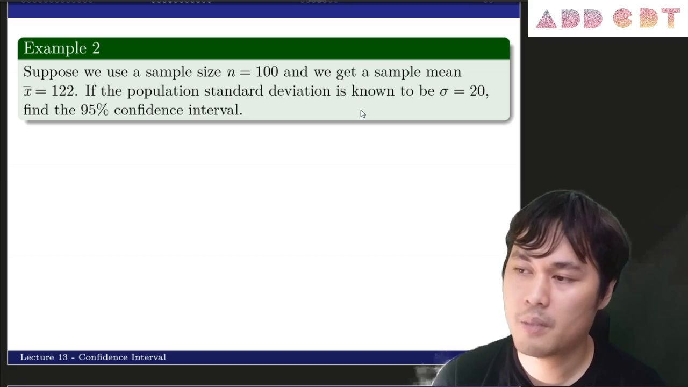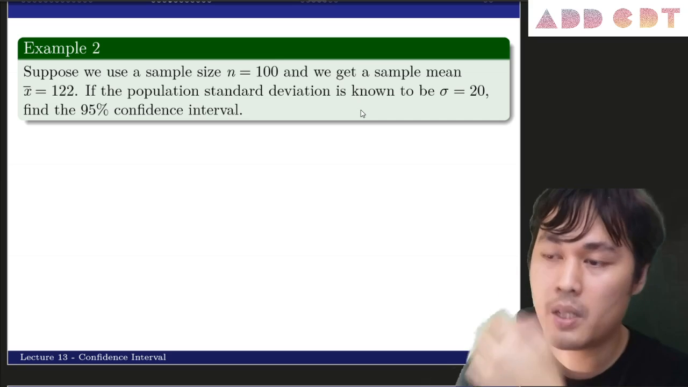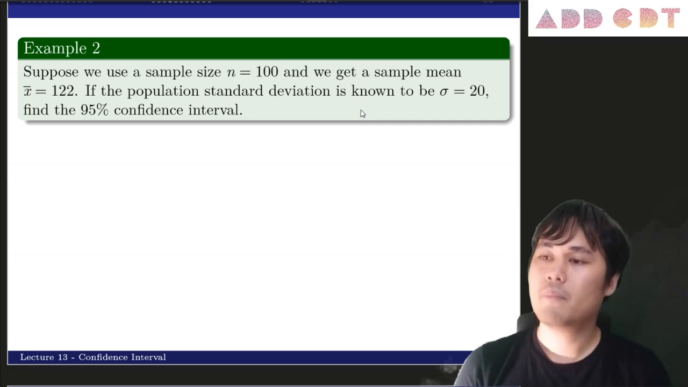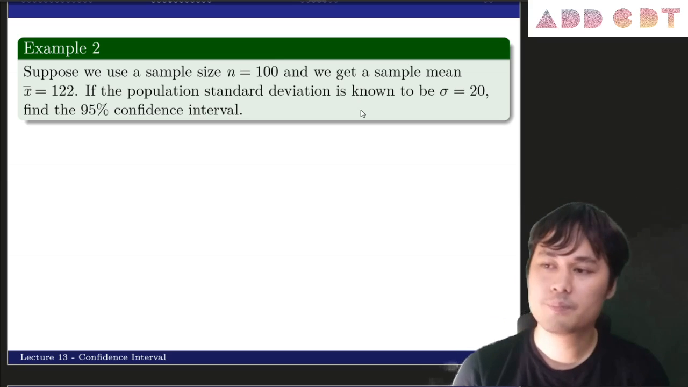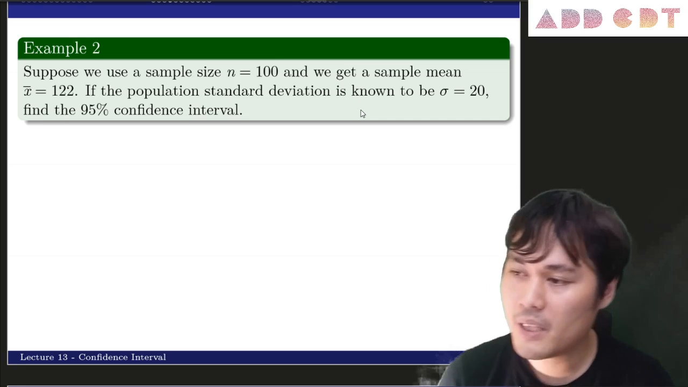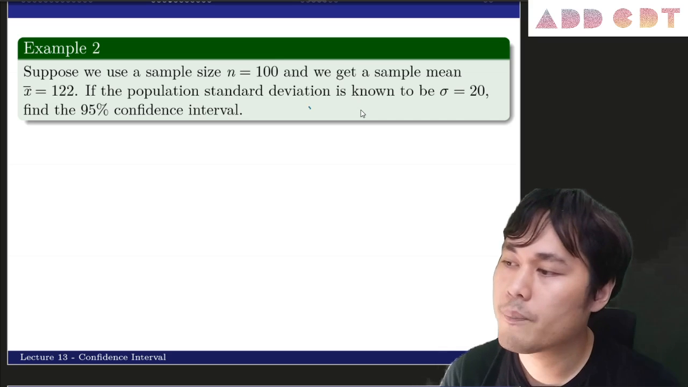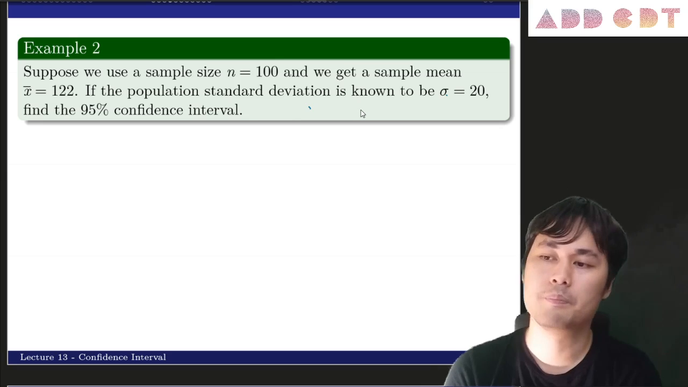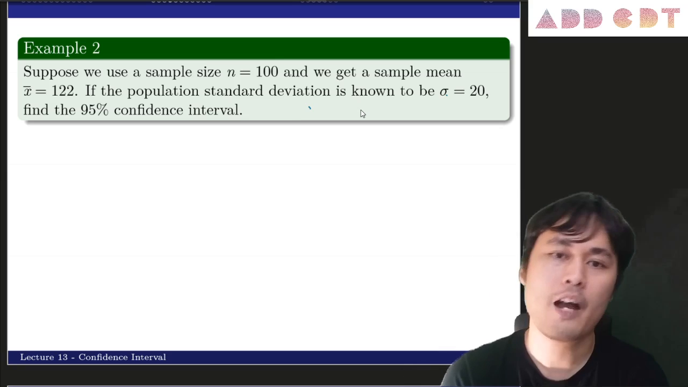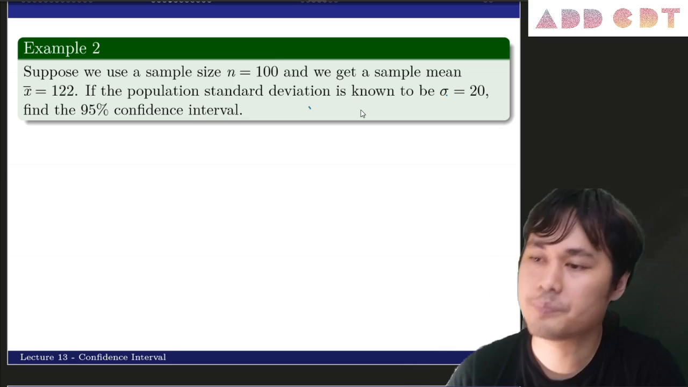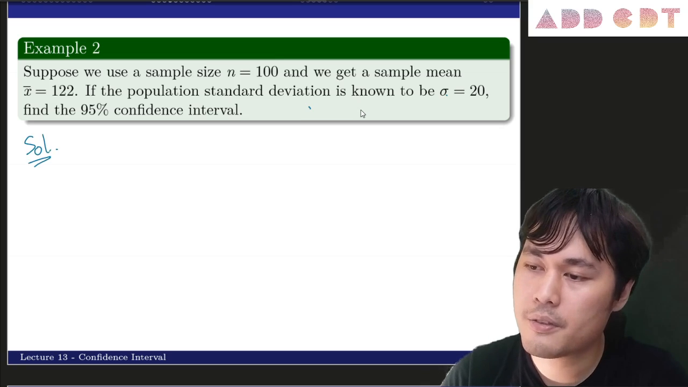So suppose we use a sample size of 100. We pick 100, and we get a sample mean of 122. Let's say that's the height of students or something, and the average is 122. Suppose that the standard deviation, sigma, here is known to be 20. We are asked to find a 95% confidence interval. So let's just do that.